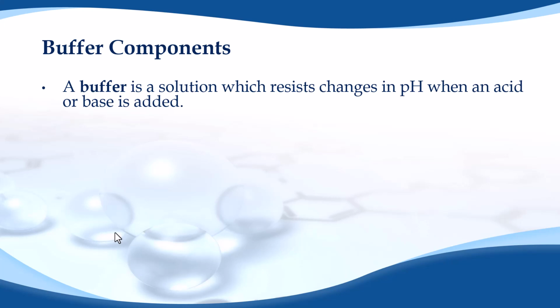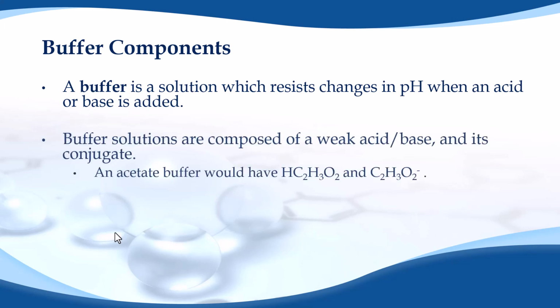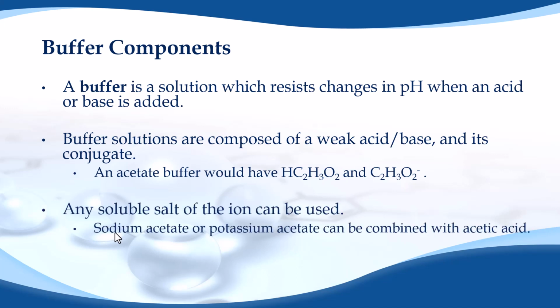Now, the way that you actually create a buffer is fairly straightforward. It involves taking a weak acid or a weak base and its conjugate substance. So if I want to, for example, make a buffer with the acetate ion, I would use the weak acid, acetic acid, and I would use some form of the acetate ion, which is its conjugate base. It doesn't matter what acetate I use, so long as it's soluble. So if I wanted to make my acetate buffer, I would combine acetic acid and sodium acetate. As long as both of those substances are present, you have a buffer.